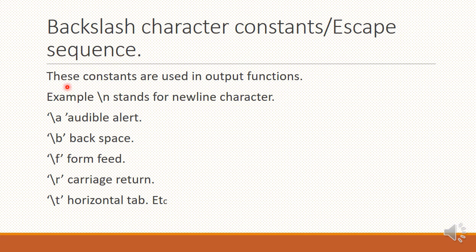First one, for example, I am explaining all of this. These are used in output functions. I already told you, to make the output easier to understand and somewhat attractive, we use the backslash character. That is why these constants are used in output functions. We will study the output functions in the coming classes. For now, I will tell you one output function, called printf, which is an output function in C programming. In printf we use all these backslash characters.